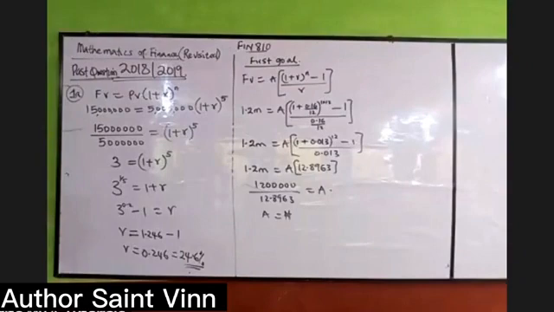Press 1.013 raised to power 12. Raised to power 12. Result, minus that one. Answer. Divide by 0.013. Result. Is it clear?